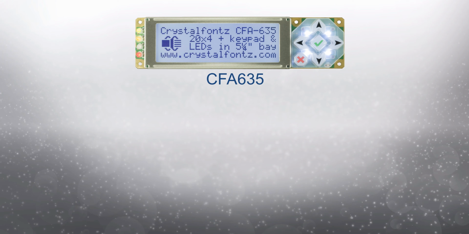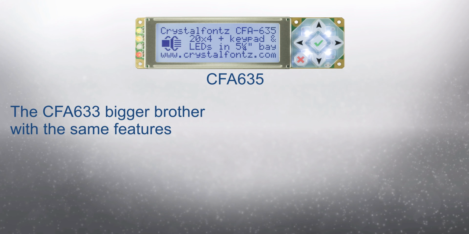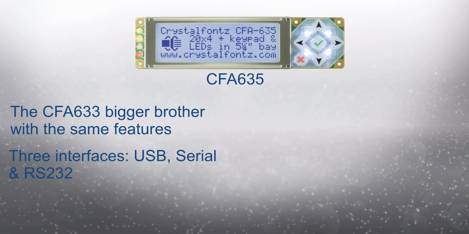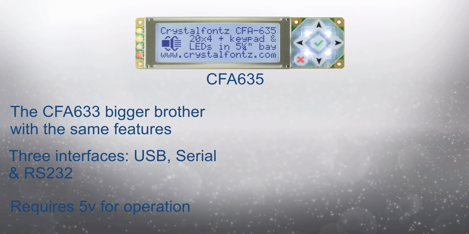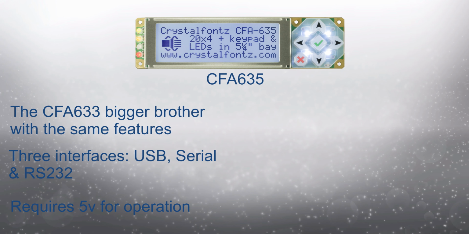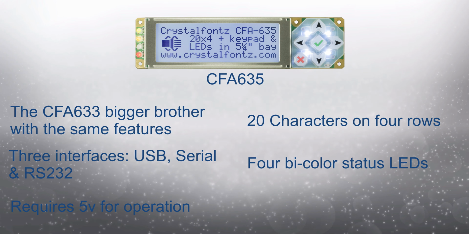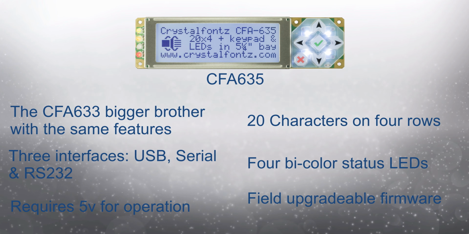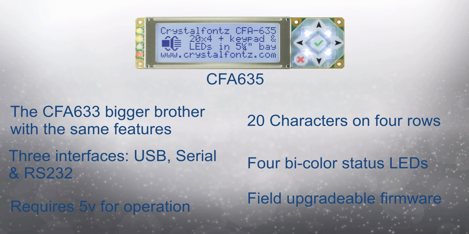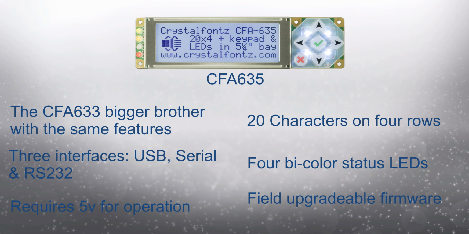Next up, the CFA 635. This is the CFA 633's bigger brother. It supports the same interfaces: USB, serial, and RS-232. It requires 5 volts and is a 20x4 character display. These modules also have 4 bicolor LEDs that you can program to turn red, green, or orange. This module also has field upgradable firmware, so as we add features or bug fixes, it can be reflashed by you without having to return it.